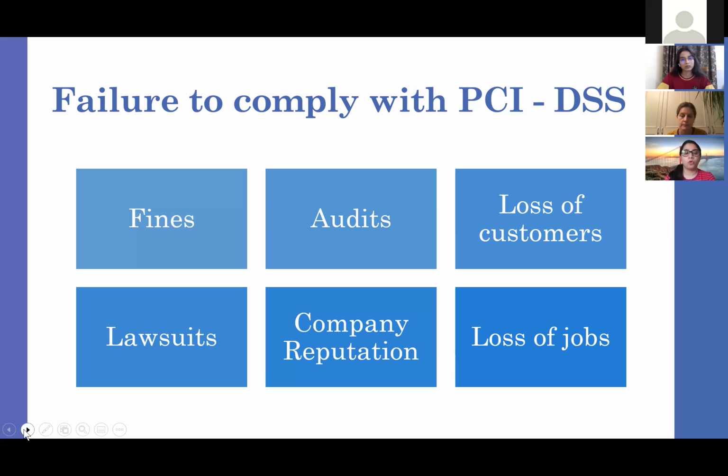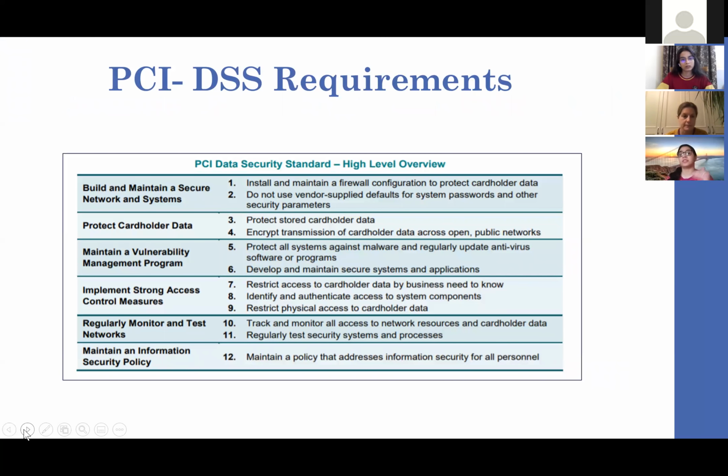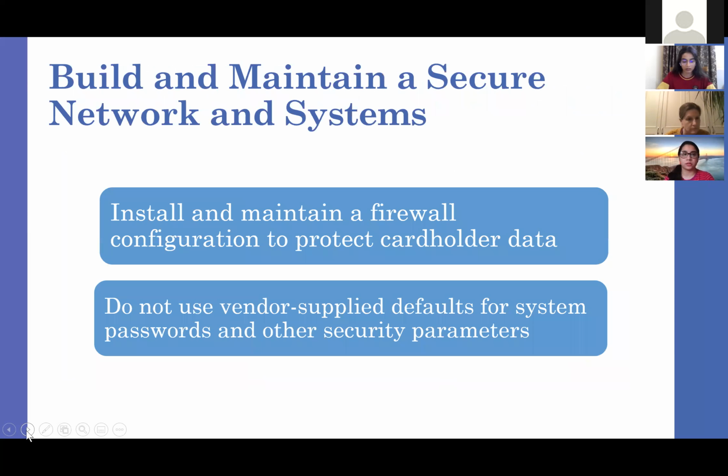Now, moving forward, these are the 6 categories under which these 12 requirements are put. What we are going to do is, one by one, cover these major categories, which you see on the left-hand side. Each of these categories covers 2 to 3 requirements out of the 12 requirements. So let's first start with the very first category, which is build and maintain a secure network and systems.